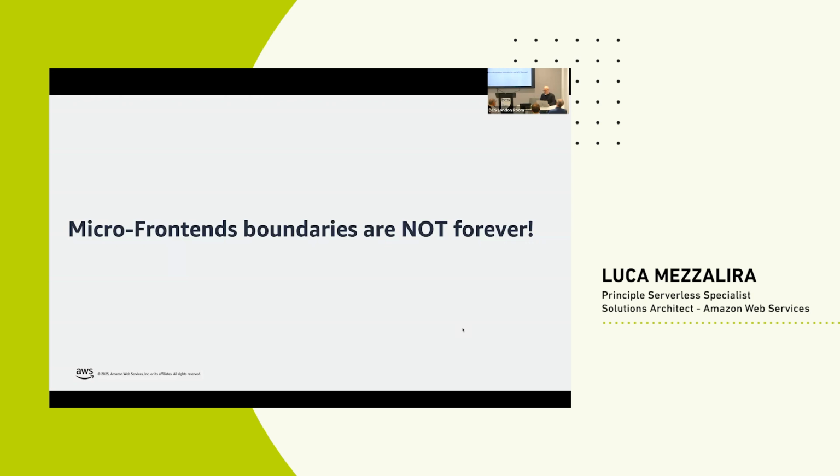Because when you think about how to slice any system, front end or back end, doesn't matter, you look into one of the metrics or heuristics that we are going to see tonight, that is rate of change. And rate of change matters because you can define that in a system, there is an area that doesn't change very often.